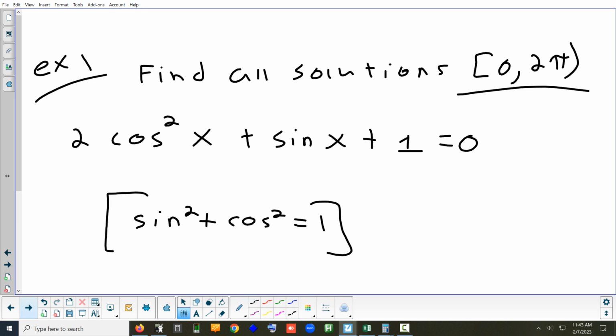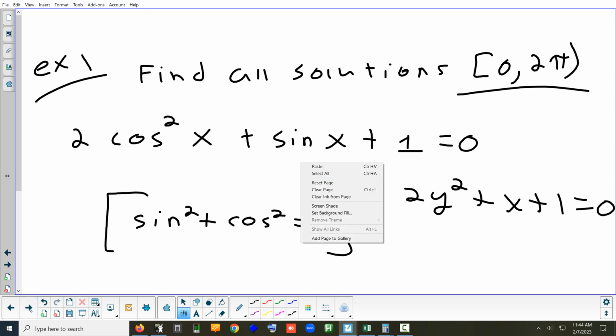Okay, so somebody noticed that this looks kind of like a quadratic. The problem with it is it's basically a quadratic that would look like this. It's a quadratic with different variables. One of them is using cosine, one of them is using sine. To solve a quadratic, you need all the same variables. In our case, all the same trig functions.